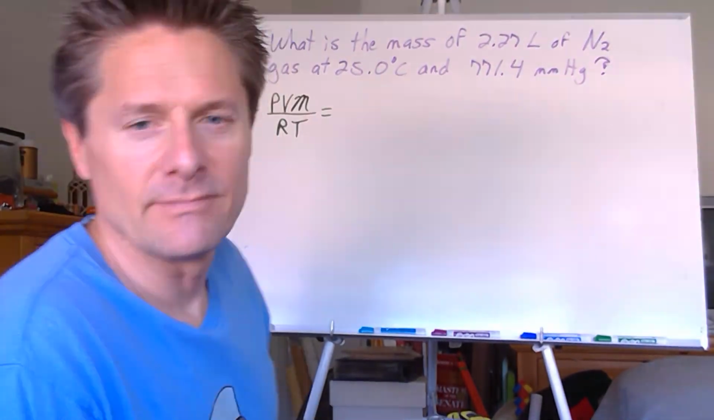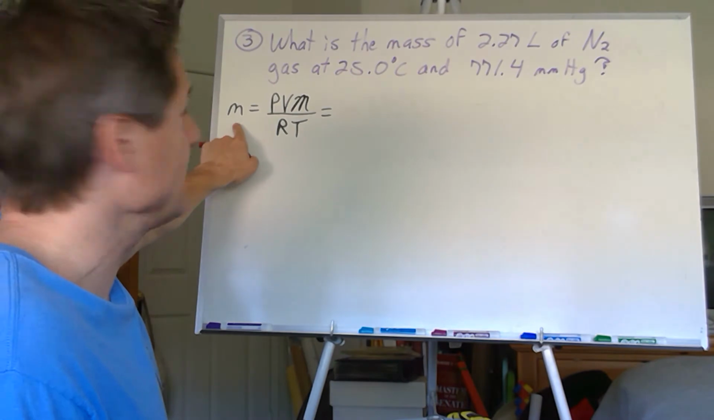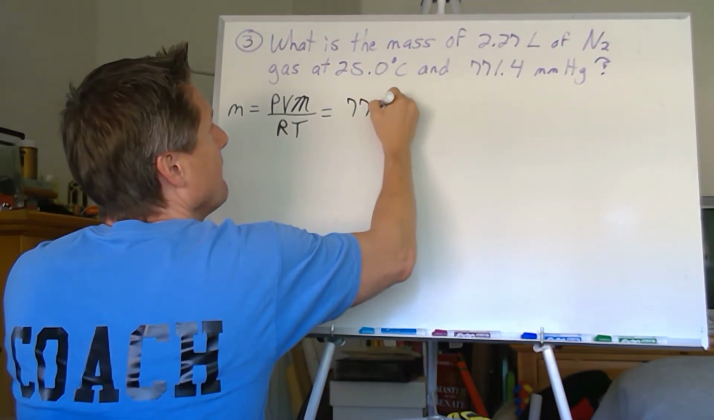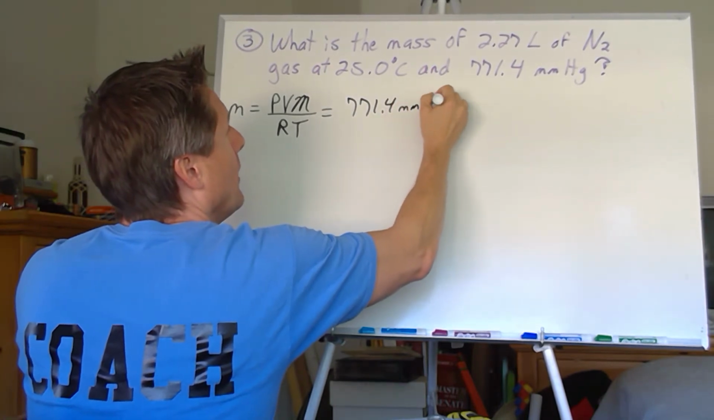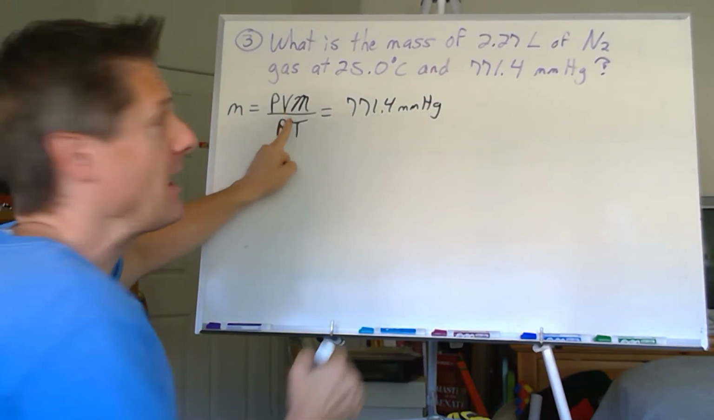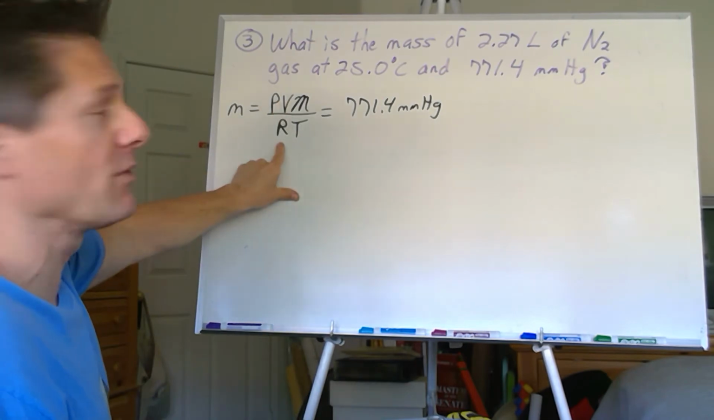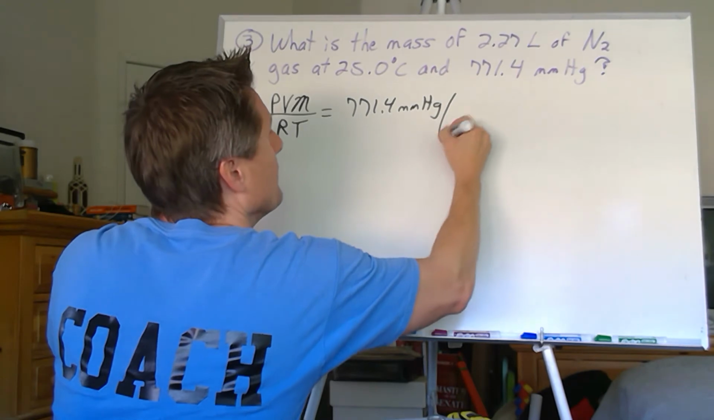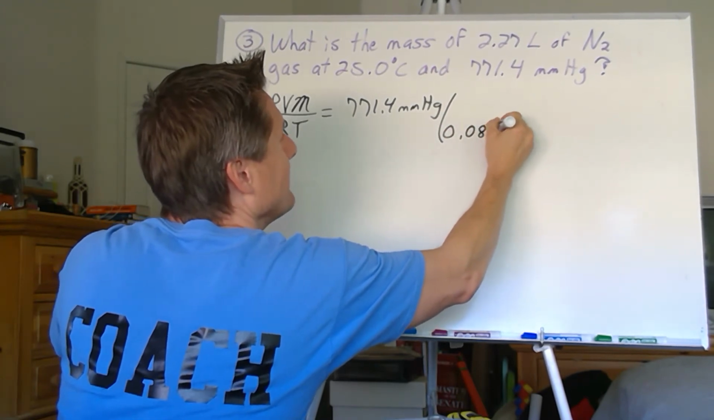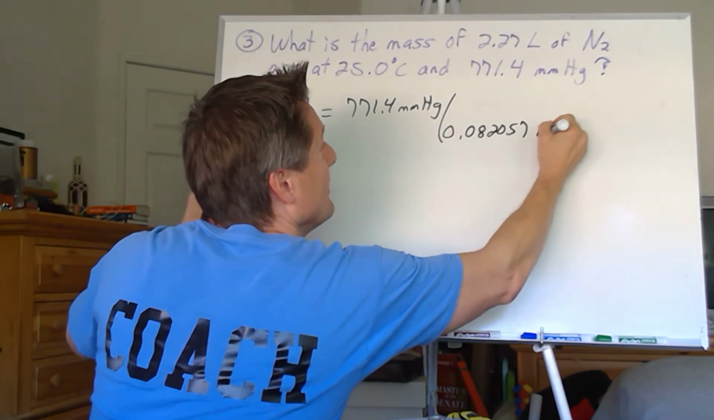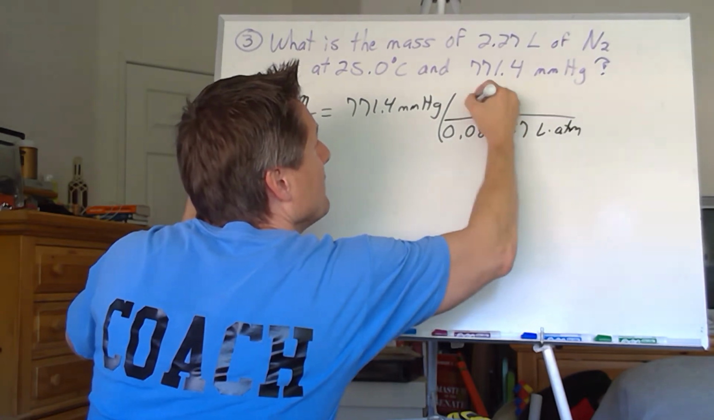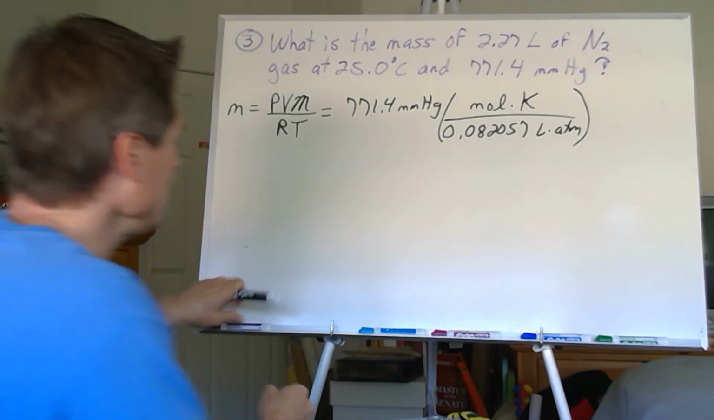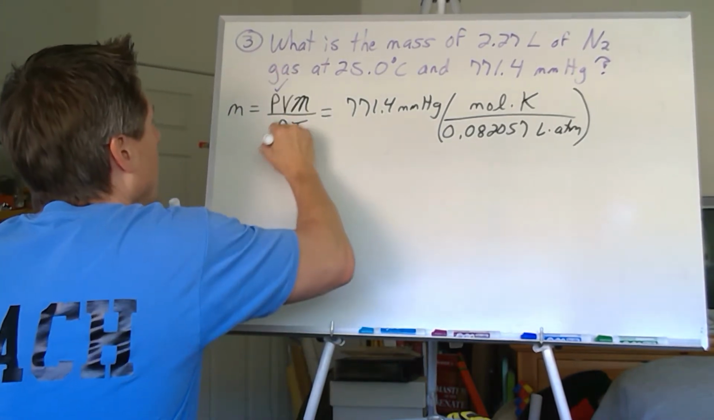All right, let's walk it through. So we've isolated our variable. Let's plug everything in. Pressure, 771.4 millimeters mercury. Let's times that by the volume, or you can either times by volume or divide by R. It doesn't really matter. Have some fun. Let's divide by R. So 0.082057 liters atmospheres per mole Kelvin. Right? So P's done, R's done.